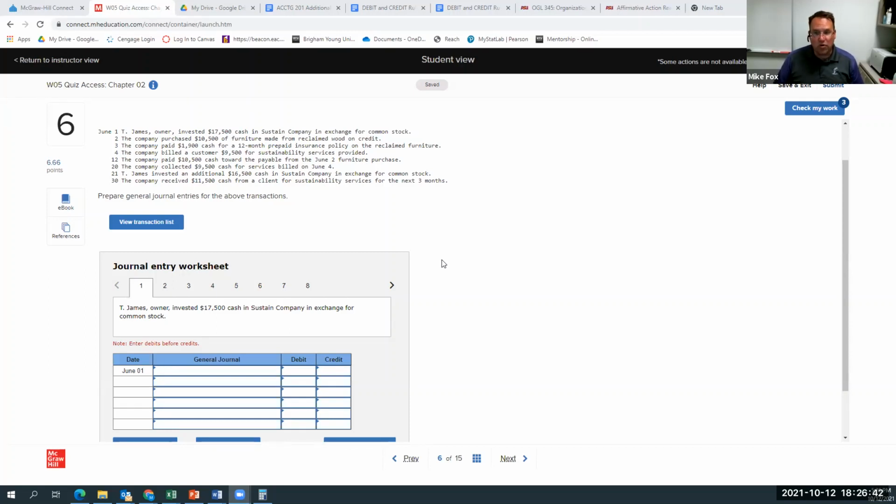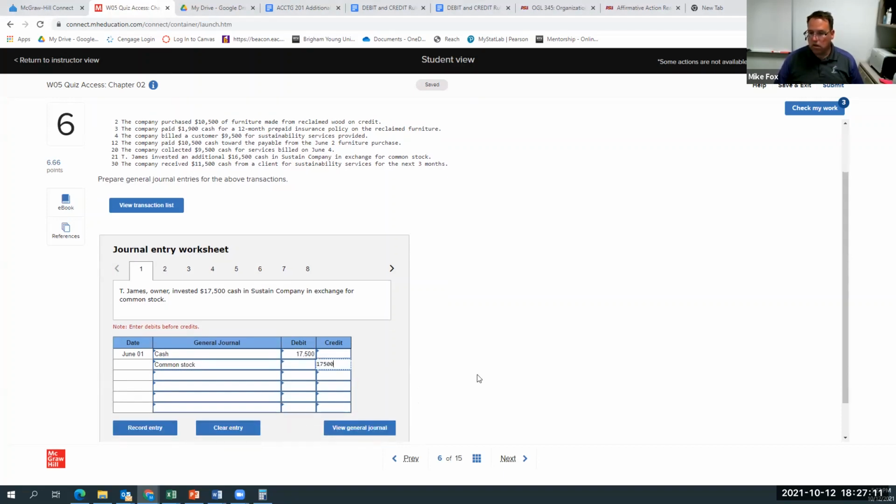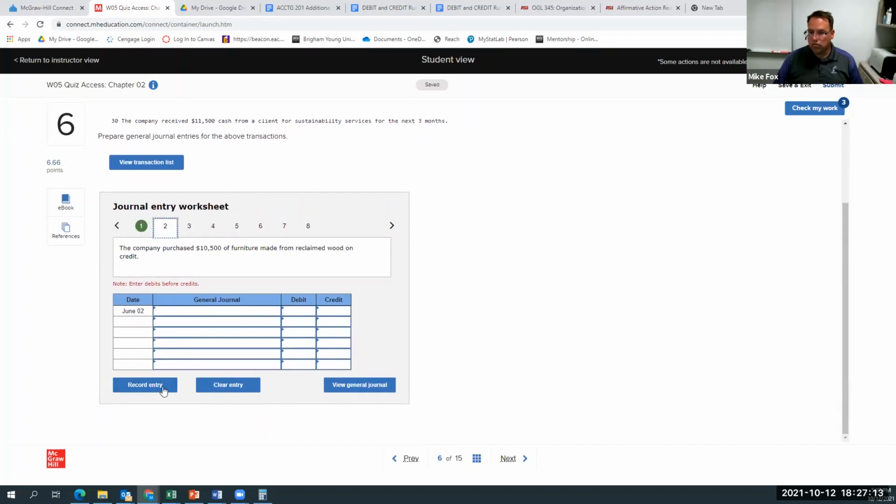And then I ask myself, what are the rules? If an asset's increasing, that would be a debit to the asset. And if common stock is increasing, that would be a credit. Then I'm ready to make the journal entry. I can say, we're going to debit cash and credit common stock. And that's 17,500 each. And record my entry.